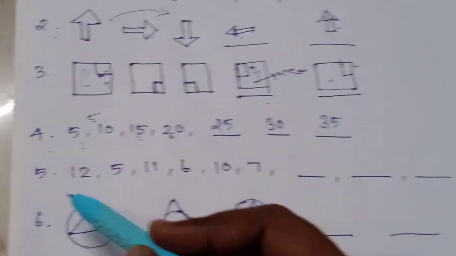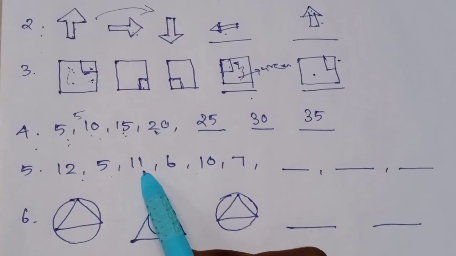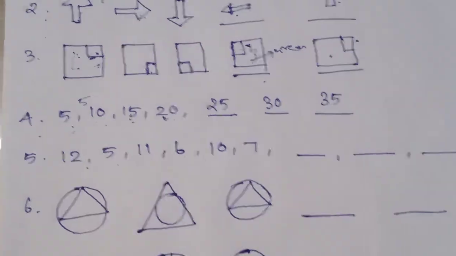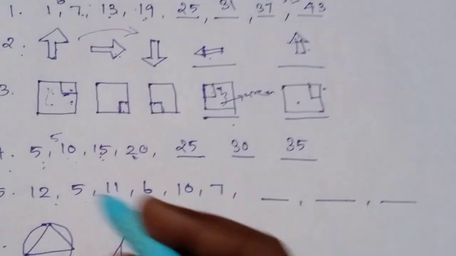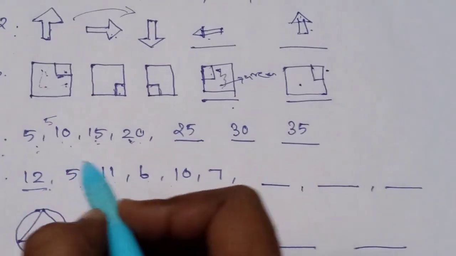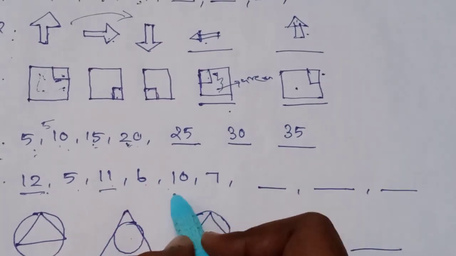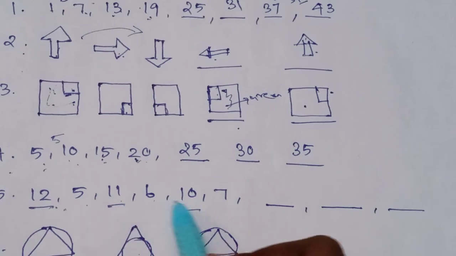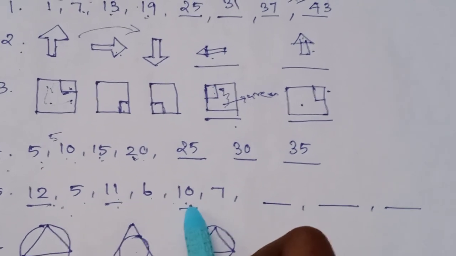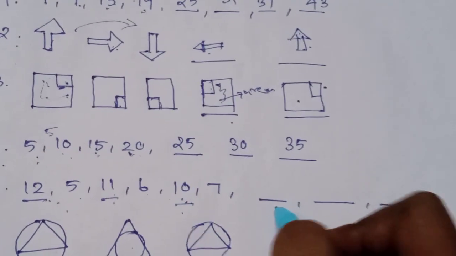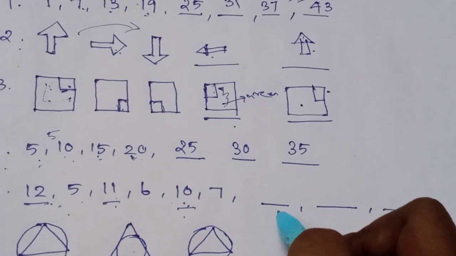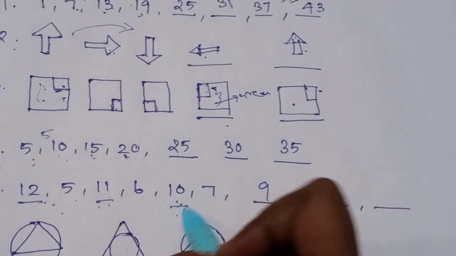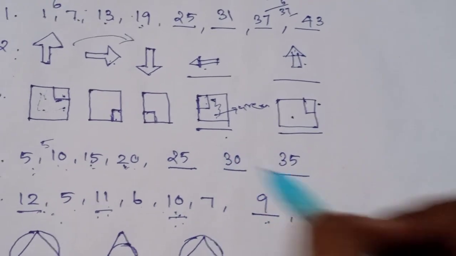Then fifth is sum 12, 5, 11, 6, 10, 7. So we have to find what order they are given. So see, now first 12, 11, 10. Okay, they are given like this. So it is decreasing. So 12, 11, 10 is decreasing. So in this dash what we have to write? 9, because it is decreasing, right? So 11, 10, then it will be 9 only. So we have to write this one.